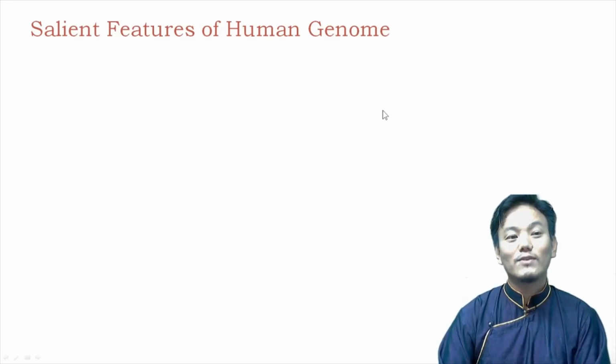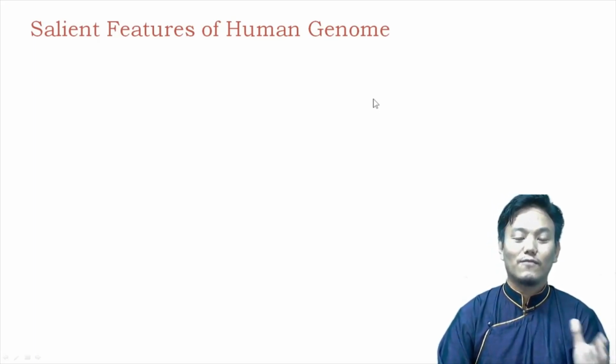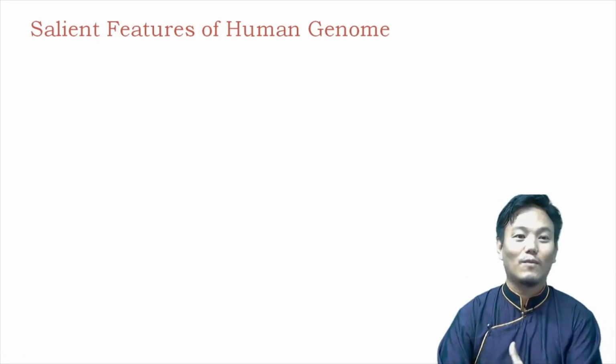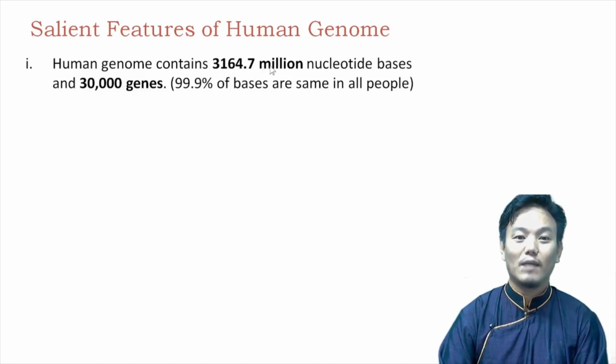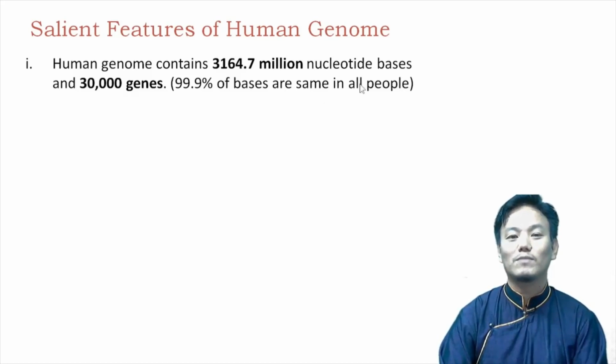Now let us look at the salient features of the Human Genome. The finding of the Human Genome Project is that the human genome has been entirely sequenced now. So what are the salient features of the human genome? The human genome contains about 3,164.7 million nucleotide bases, and in this there are 30,000 genes, right? And if you compare, 99.9% of bases are the same in all people, right?